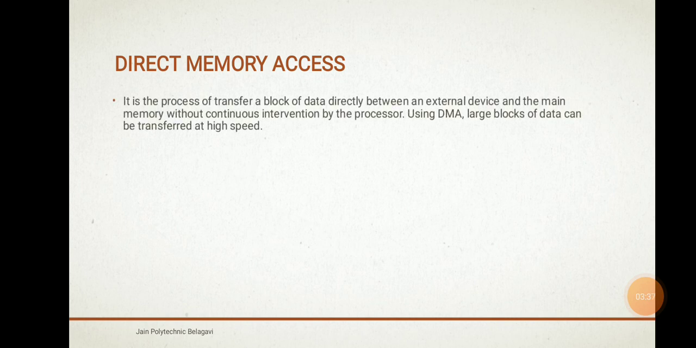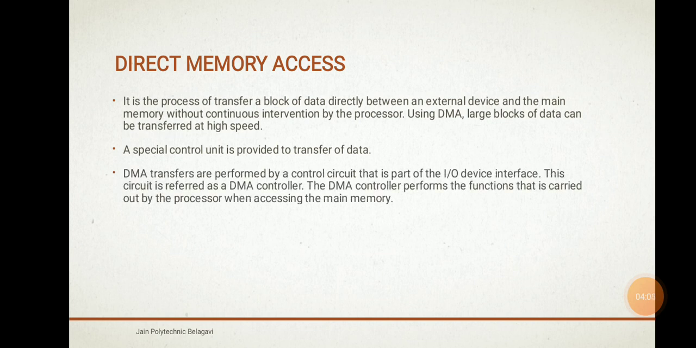Now we will go to direct memory access, or DMA. It is a process of transferring a block of data directly between an external device and the main memory. Here the transfer of data takes place directly from main memory to the external device, and the processor is not involved. Using DMA, large blocks of data can be transferred at high speed. A special control unit is provided to transfer the data. DMA transfers are performed by a control circuitry that is part of the input output device interface. This circuit is referred to as the DMA controller.